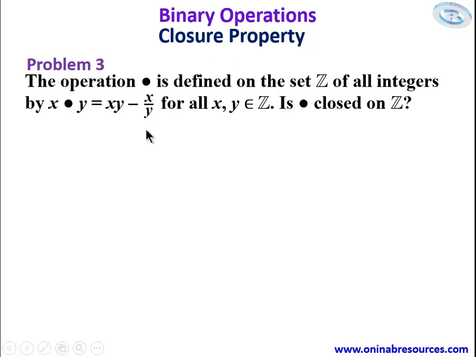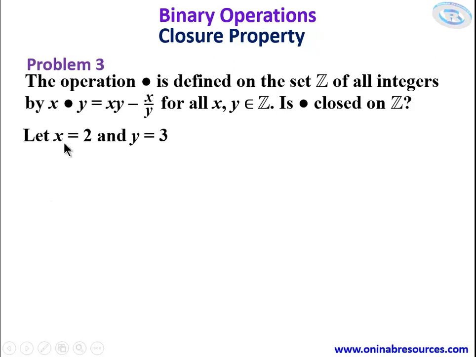So you can see from the beginning of the video, we have established that division is not closed on the set of integers. So we can conclude from here directly that since the operation contains 3 operations such as multiplication, subtraction, and division, therefore the operation dot is not closed on Z. But to show that, we just get values for x and y, operate it, and conclude.